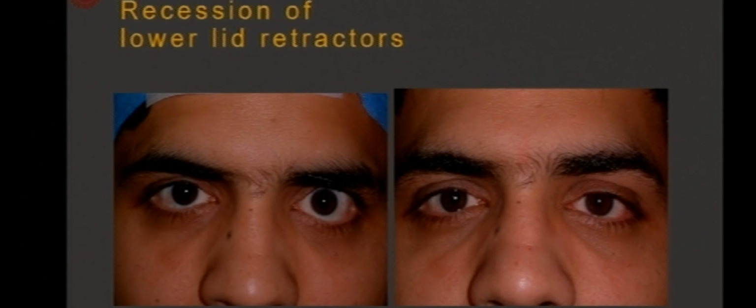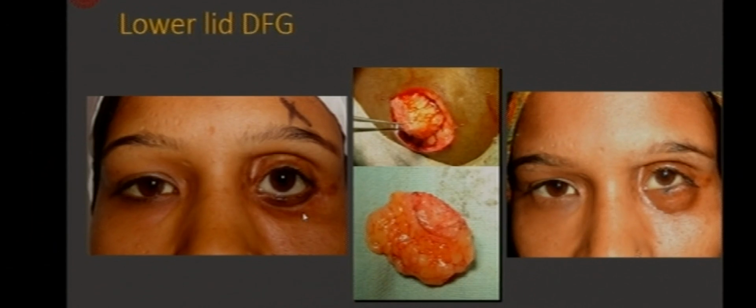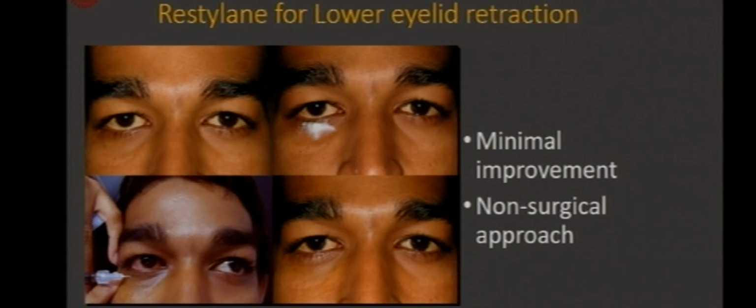These are the pre and post-operative photographs of one of the patients who has undergone a recession of the lower lid retractors. For patients where the lower lid retraction is associated with a prominent globe, it's a good idea to lengthen the eyelid by using a spacer rather than only doing a recession of the lower lid retractors. If there is an associated hollowing of the lower lid along with the retraction, then you can give some volume by using a dermis fat graft, not just the dermis, but some fat also.